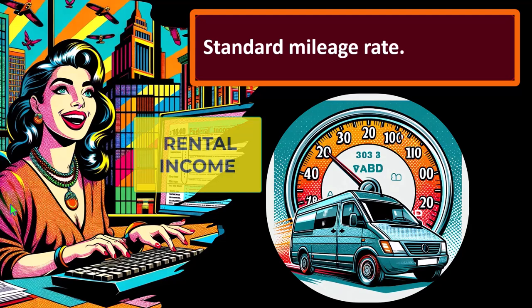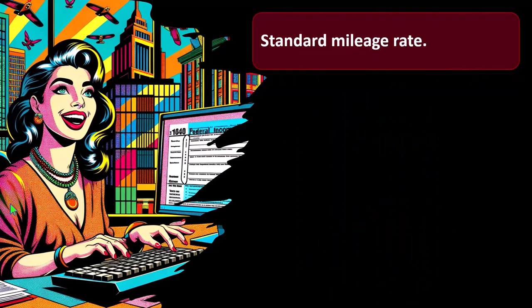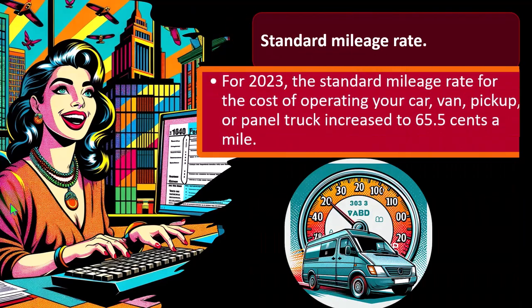So the standard mileage rate, this is one of the things that is going to change basically from year to year because they typically will need to increase it with inflation. So for 2023, the standard mileage rate for the cost of operating your car, van, pickup, or panel truck increased to 65.5 cents per mile. This is similar to a question we often have with a Schedule C situation. What changes from year to year? Well, the mileage is often something that's going to have to change because when we think about the mileage, it's often something that we can use as a deduction for our business, in this case, for our rental property.